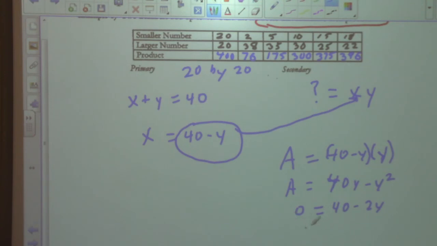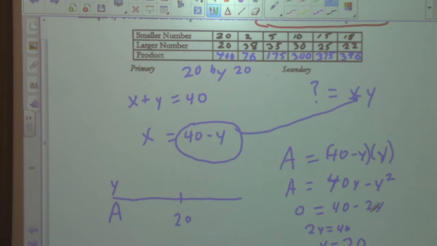2y equals 40, so y is equal to 20. Okay, so that's one. That's going to be our critical number, and we want to maximize. We can go ahead and put our critical number in just to verify. If we put our critical number here, our area is going to be this, and our value of y is going to be our input value.